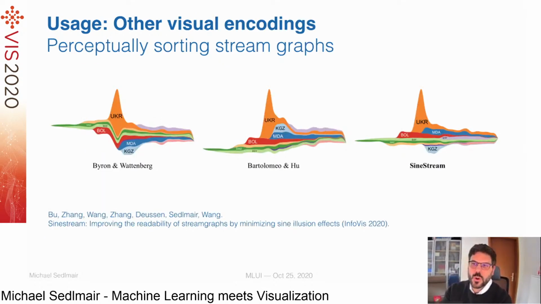And of course, there are also other visual encodings. Here's a thing that we will present this year. It's a collaboration with Yunhai Wang, where we use this approach to sort the different streams in a stream graph. On the left and in the middle, you see existing techniques, and on the right, you see our technique where we resorted that.